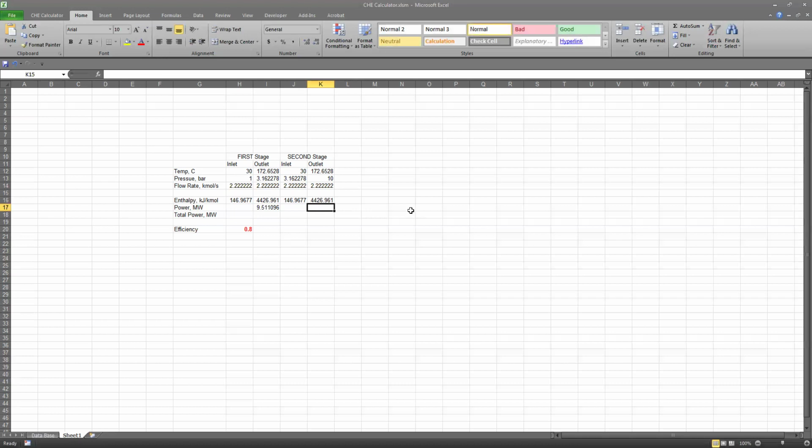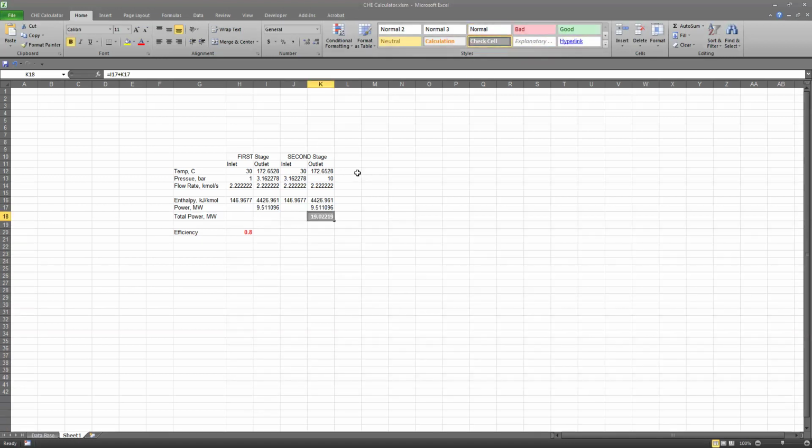Now I'm going to calculate the power requirement for the second compressor, which is outlet enthalpy minus inlet enthalpy times the molar flow rate divided by 1,000. And the total power is equal to the sum of the two powers. And I'm going to format this cell. Okay.